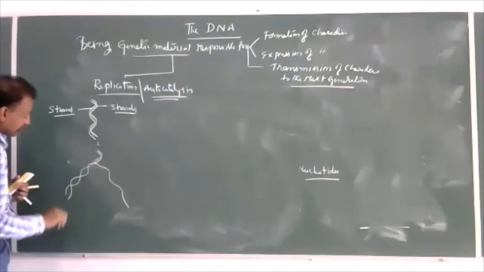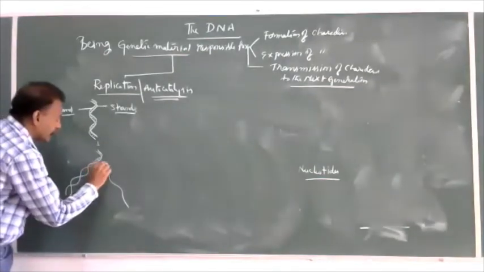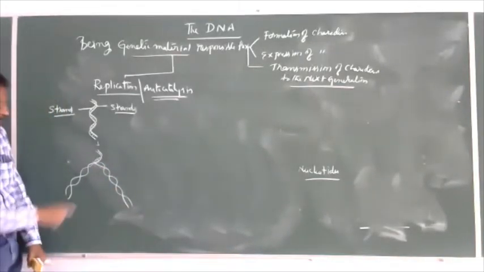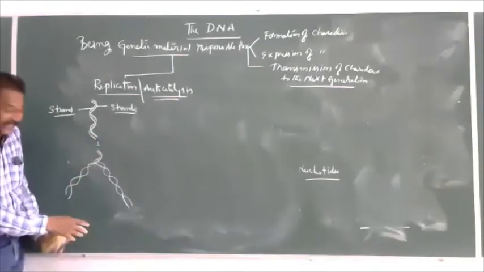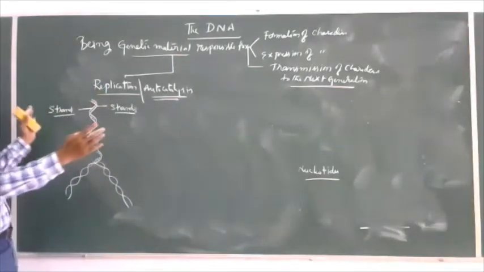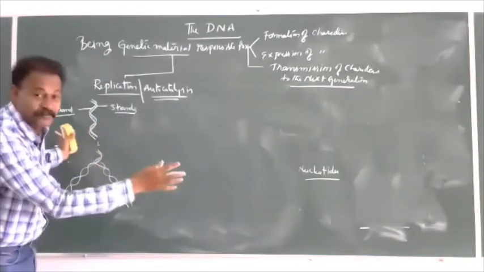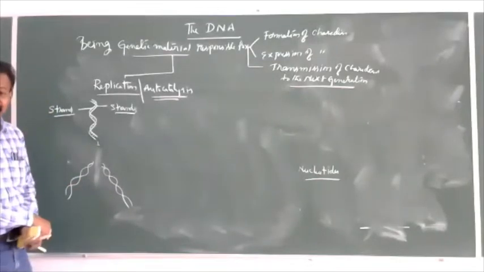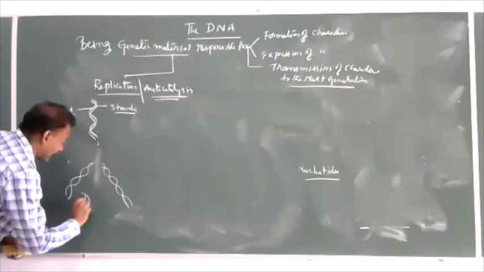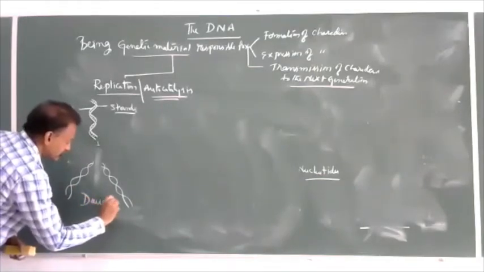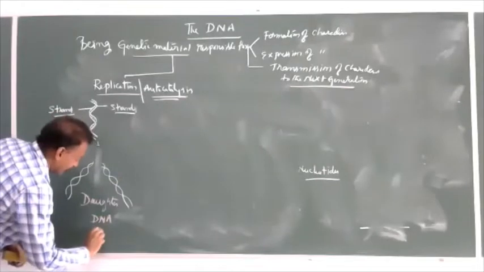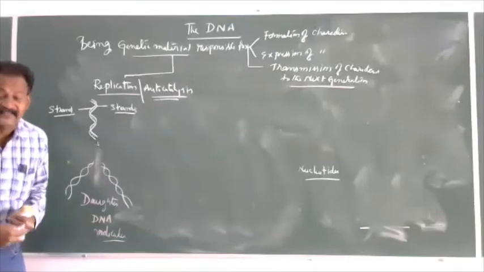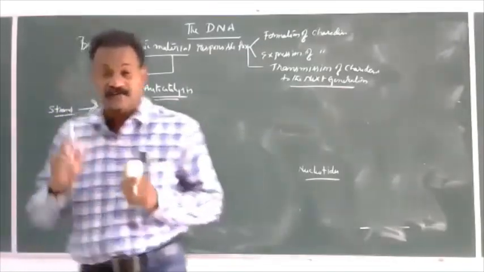Whenever these two chains are separated, based upon this, a new DNA molecule is going to form. Instead of one DNA, finally, along the length, it will split and produce two DNAs. These two are called daughter DNAs. This process is called replication or autocatalysis, the most important characteristic feature of DNA.